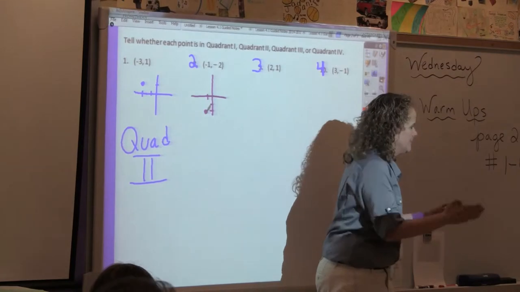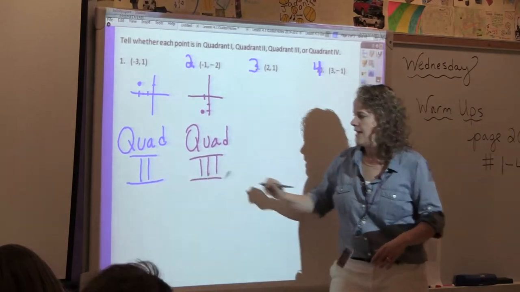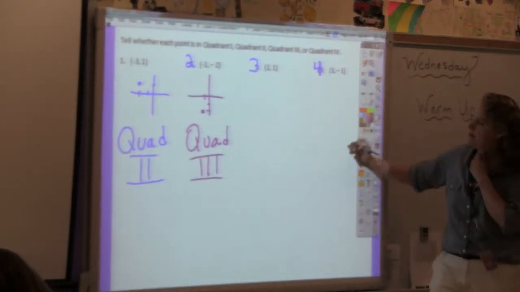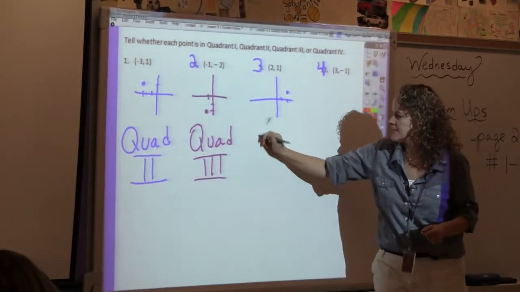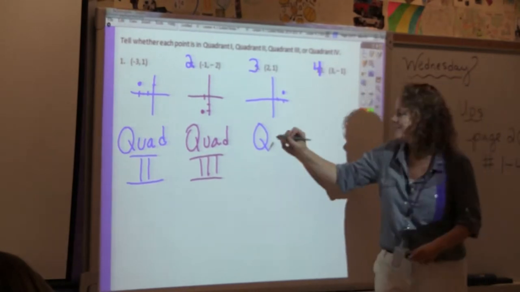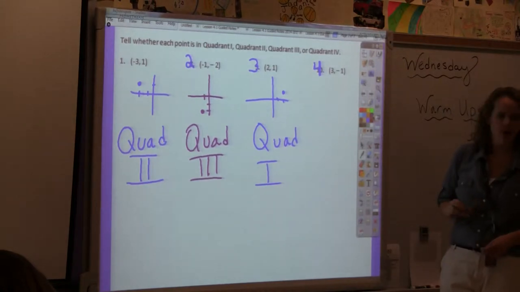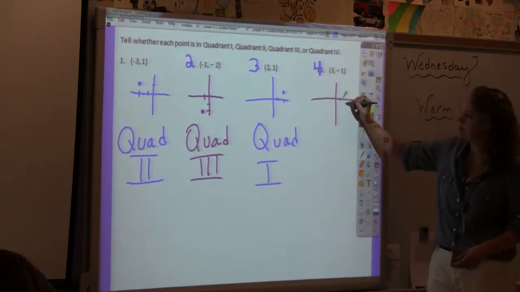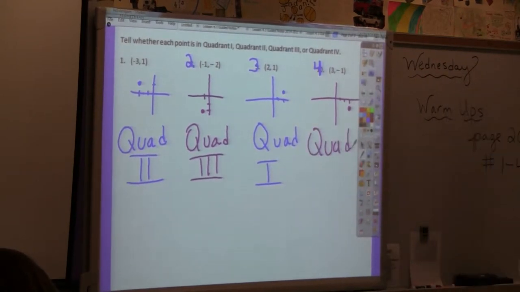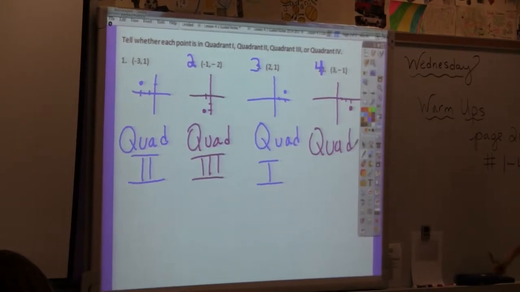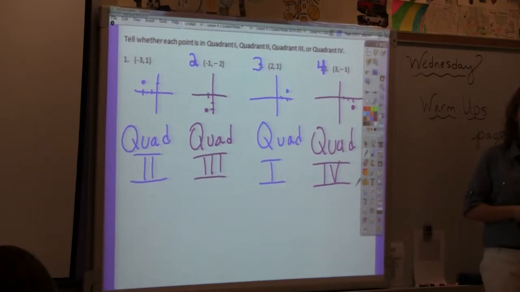What quadrant is that, Brad? Quadrant 3. Excellent. For number 3, to get to the point (2, 1), to the right 2, up 1, that's quadrant 1. Excellent. And then the last one over here, I want to go to (3, -1). So we're going to go to the right, 1, 2, 3, and then down 1. What quadrant is this one? Quadrant 4. Beautiful.